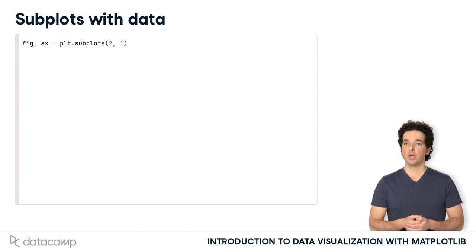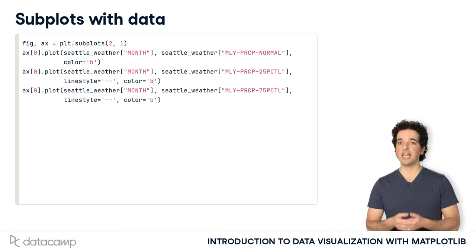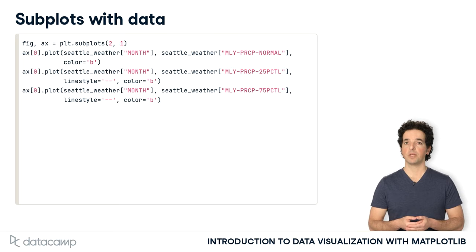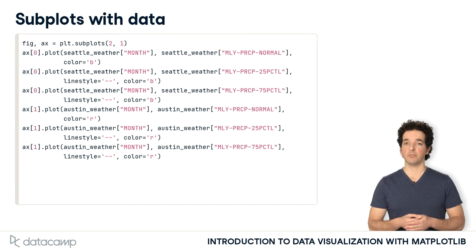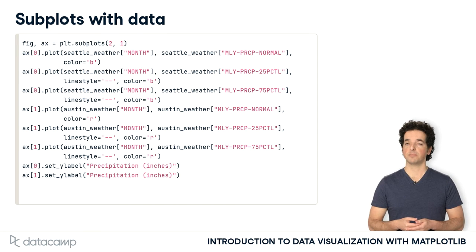For example, consider what we might do with the rainfall data that we were plotting before. We create a figure and an array of axes objects with 2 rows and 1 column. We address the first element in this array, which is the top subplot, and add the data for Seattle to this plot. Then we address the second element in the array, which is the bottom plot, and add the data from Austin to it. We can add a y-axis label to each one of these.